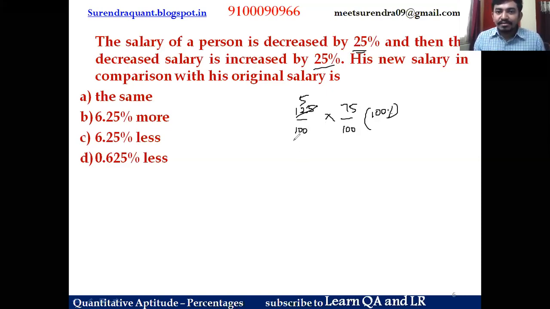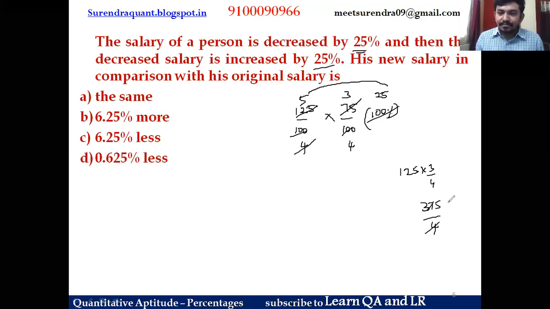So 25 5 is a 125, 25 4 is a 100, so 4 goes 25 times, right? So 25 into 5, 125. Then 125 into 3 by 4. So 125 3 is a 375, 375 by 4. In 37, 4 goes 9 times, 4 9s are 36, 1 remainder, 4 3s are 12, 3 remainder, 3 by 4 means 0.75, right? This is 93.75%. So 100% is the initial value, final value is 93.75.